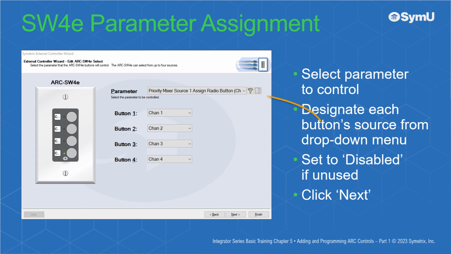Select the parameter you wish to control. Here, we're showing the Priority Mixer. Designate each button's source with the available options in the drop-down menu. You may simply set its parameters to Disabled if unused. When finished, click Next.